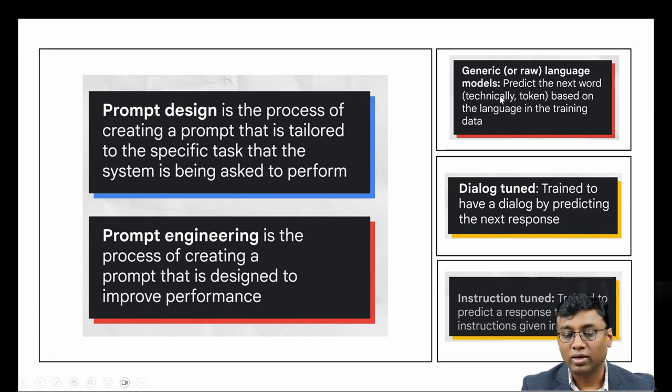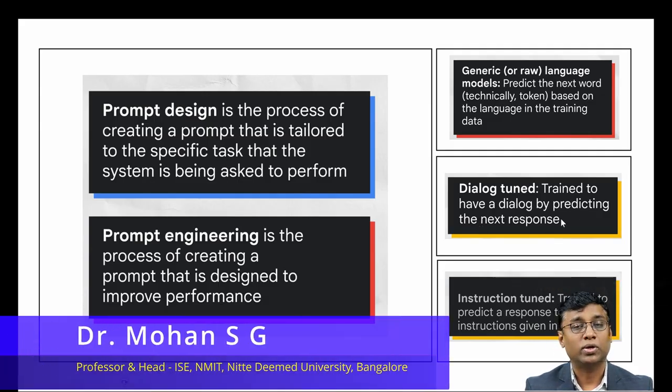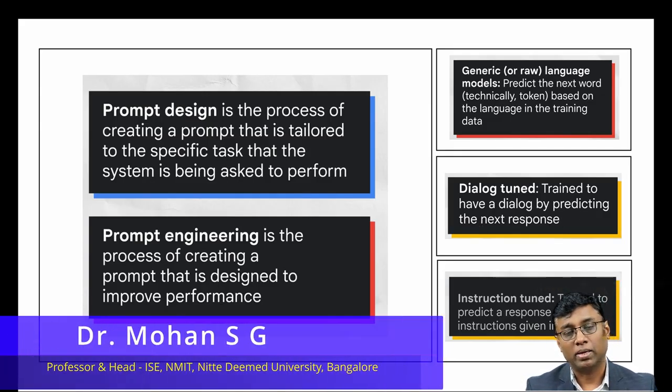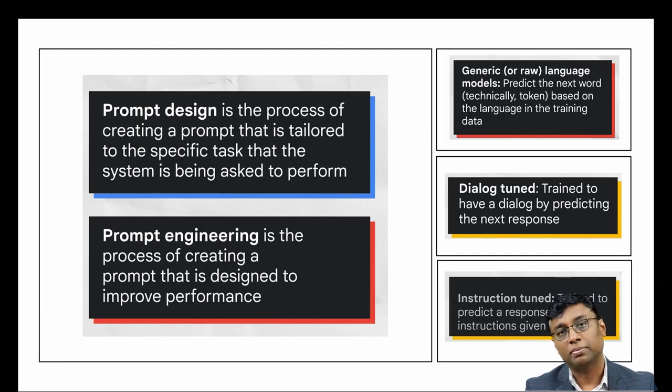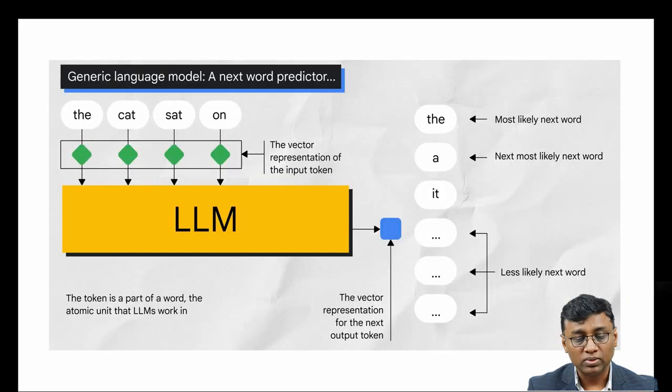When you look at the generic or raw language models, they are usually for predicting the next word, technically called a token, based on the language in the training data. We also have dialogue tuned models, trained to have a dialogue by predicting the next response. That's what you see in most of your email replies. The moment you start writing the emails, it predicts what could be the next word or the sentence. And we also have the instruction tuned, trained to predict a response to the instructions given in the input. So you need to set the context by giving instructions to the large language model so that it works based on your instructions, right?